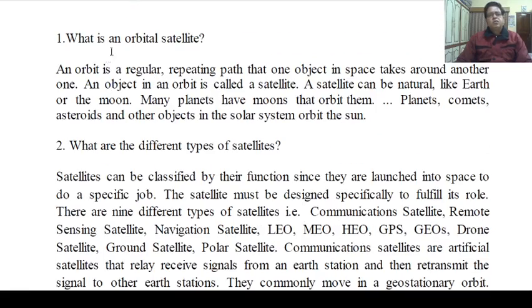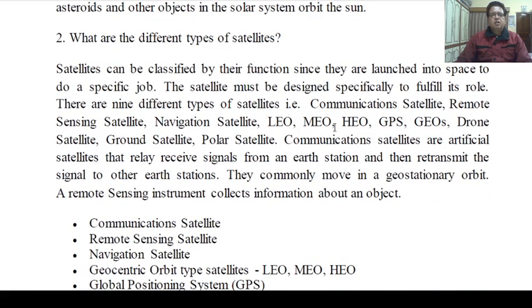A few small questions. What is an orbital satellite? An orbit is a regular repeating path that one object in space takes around another one. An object in an orbit is called a satellite. A satellite can be natural, like Earth or the Moon. Many planets have moons that orbit them. Planets, comets, asteroids, and other objects in the solar system orbit the Sun.